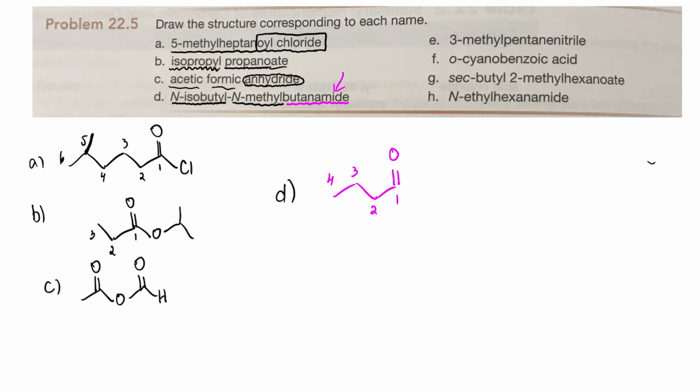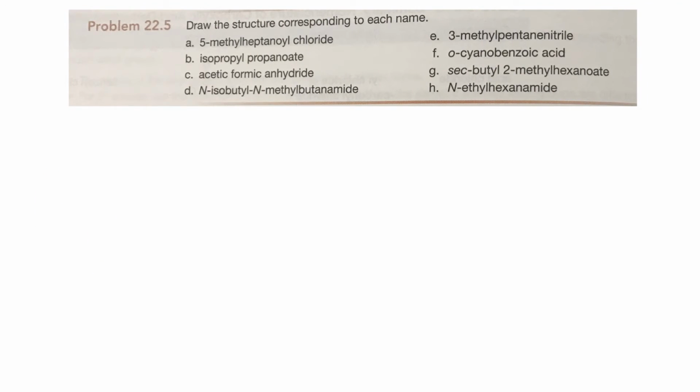We need to make this an amide, so we'll sketch in a nitrogen here. And then we want a methyl group, okay? And then we want an isobutyl group. Okay, so an isobutyl group looks like that. There's a total of 4 carbons, and it's connected through that carbon. All right, so moving onwards, let's do E.